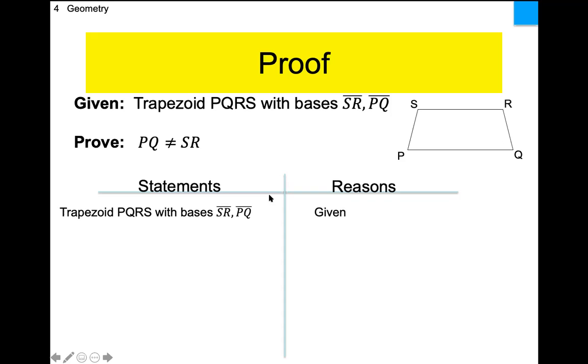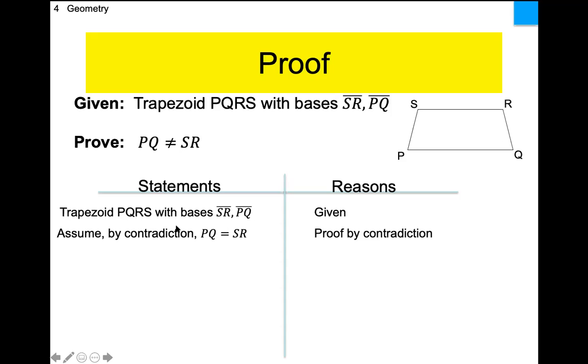So step number 1 is that you assume the opposite of what you're trying to prove. The opposite of PQ is not equal to SR is that PQ would be equal to SR. That's our proof by contradiction: we start by assuming the opposite of the conclusion. So we're going to assume by contradiction that PQ equals SR.